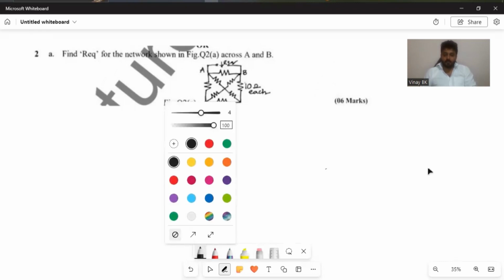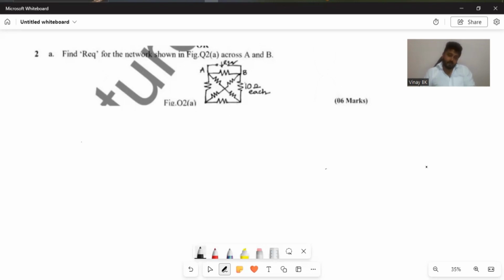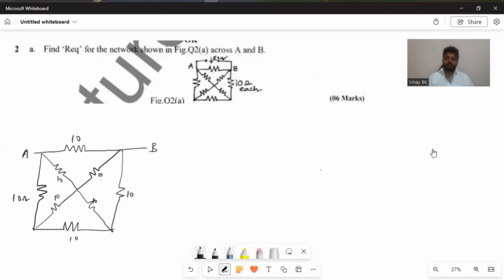I'll just read it once again. Okay, A, B. So you need to transform this into a network in between A and B, that is the equivalent resistance. So first you convert these 10 ohm, 10 ohm, 10 ohm resistors from delta to star.